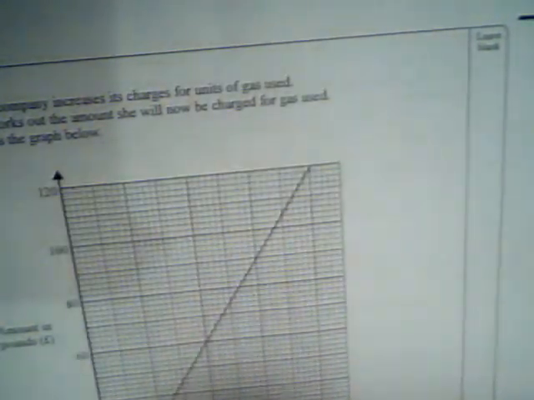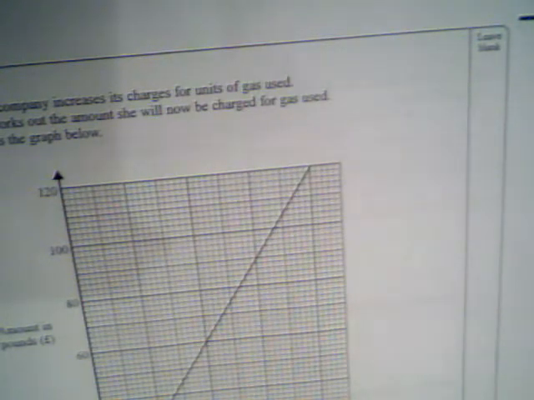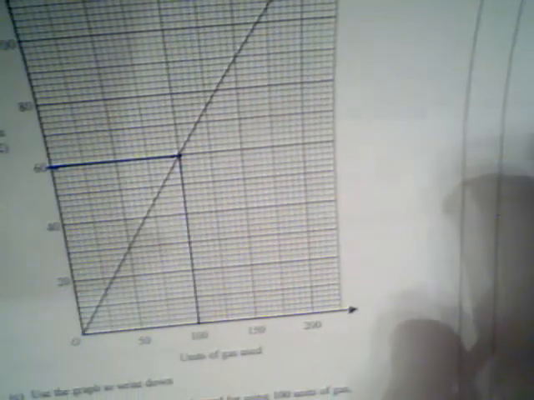So now we're moving on to part C. We've read it before, so we just move down to here. Use the graph to write down the amount Helen will be charged for 100 units of gas. This is just looking at the graph and reading off values. Simple. So it's 100 units. Units are across the x-axis, amount in pounds are across the y-axis. So we draw a line here, and then a corresponding line here. For 100 units, she's going to be charged £60.